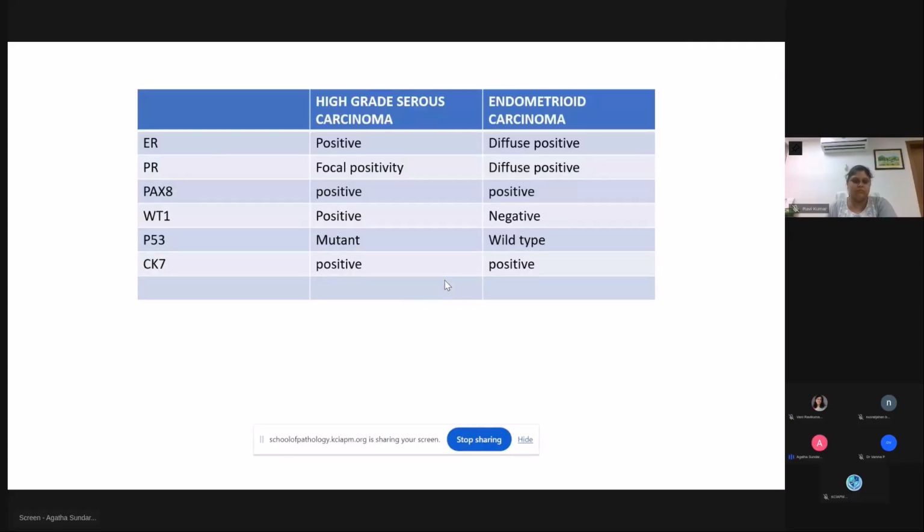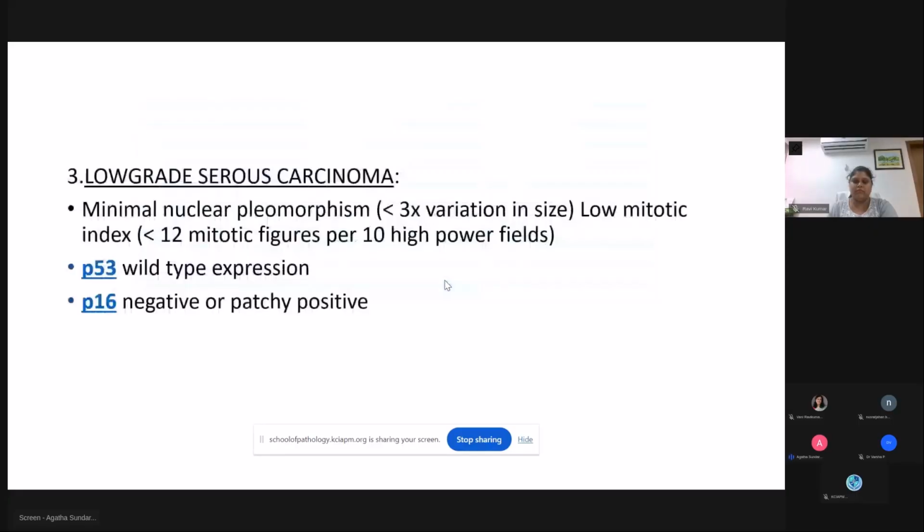So this is the table showing the different IHCs in high-grade serous carcinoma and endometrioid carcinoma. As we can see, the high-grade serous carcinoma shows positivity for WT1, PAX8, ER, CK7, and can be mutant P53, whereas the endometrioid carcinoma shows positivity for ER and it's negative for WT1, and P53 is wild type. The other differentials are low-grade serous carcinoma, which shows minimal nuclear pleomorphism and low mitotic index, less than 12 mitotic figures per 10 high power fields, and P53 is more of a wild type expression, and P16 can be negative or patchy positive.